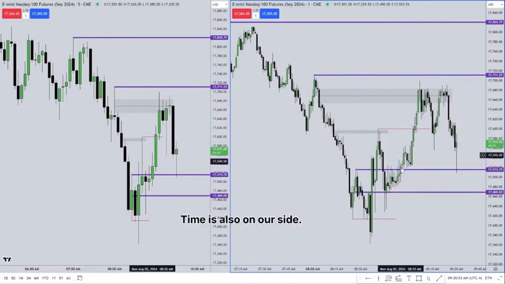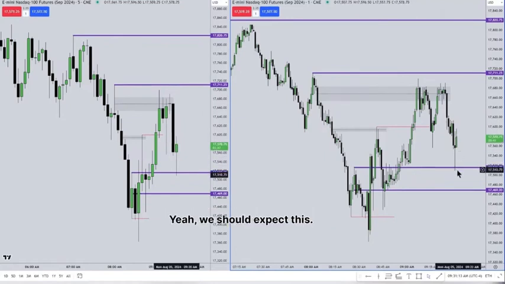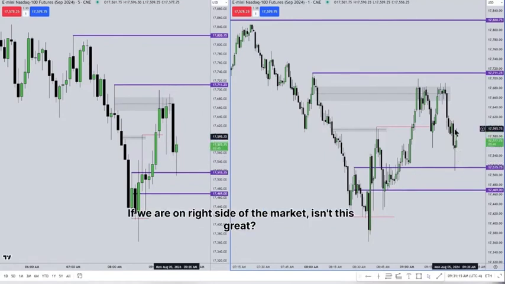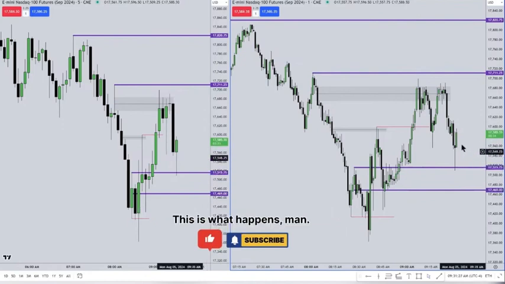Time is also on our side. Look at the reaction of price we got from the breaker. We should expect this if we are on the right side of the market. Isn't this great? Price moved from 515 to 596 in a matter of 2 minutes. This is what happens, man.